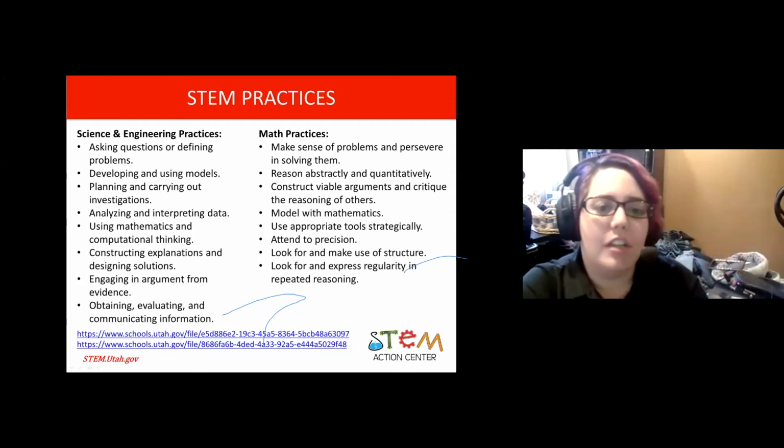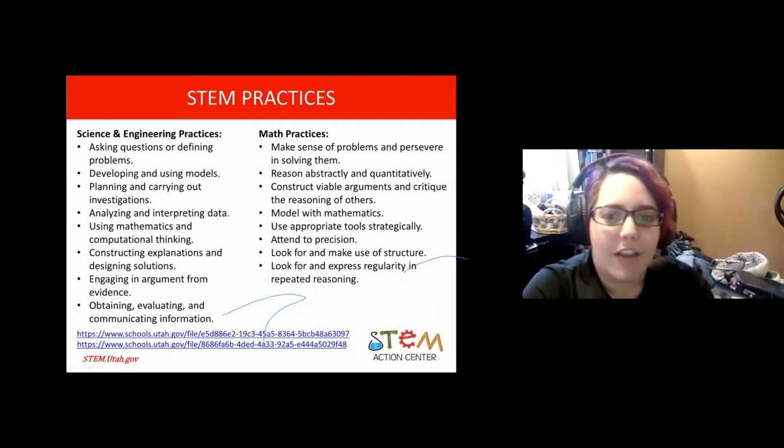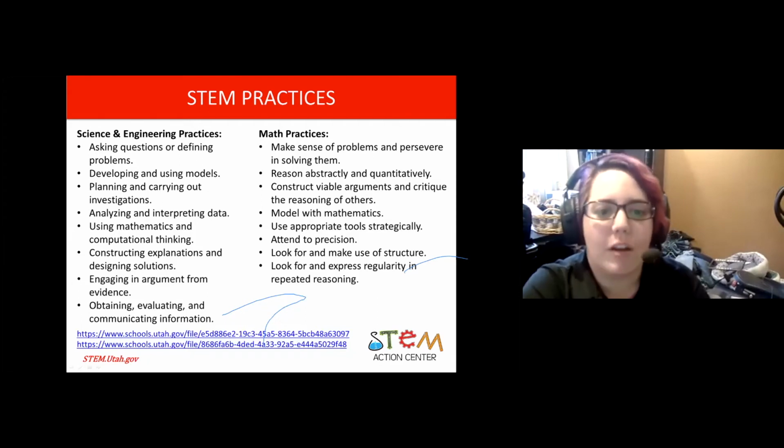Attend to precision. This is one that is easy to understand and hard to teach. I'm sure that nobody in their life has ever had a student who is sloppy with their work. I'm sure that I'm the only one who's ever had that experience, right? But teaching students how to attend to precision and not just that they have to is really important.